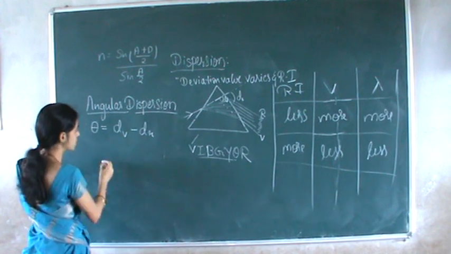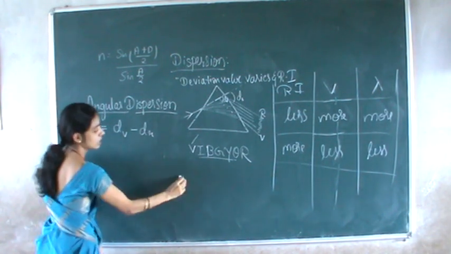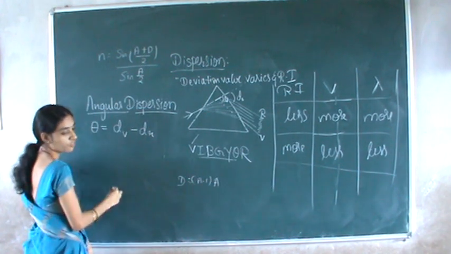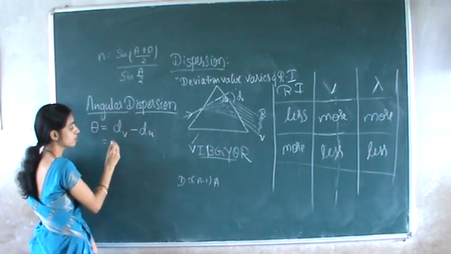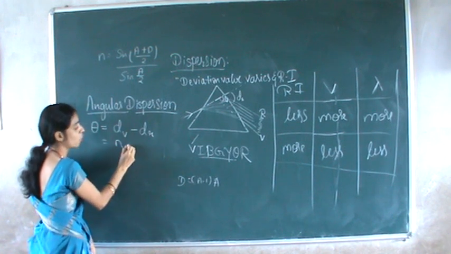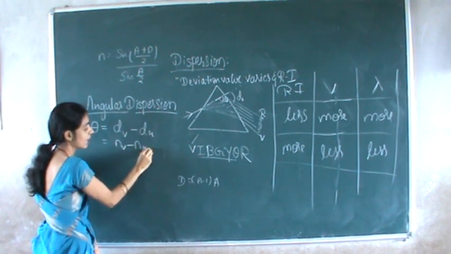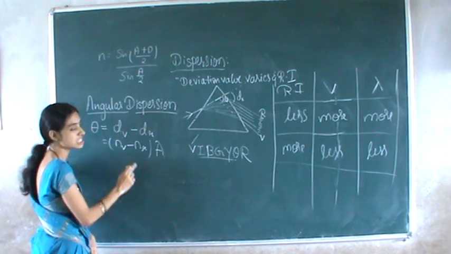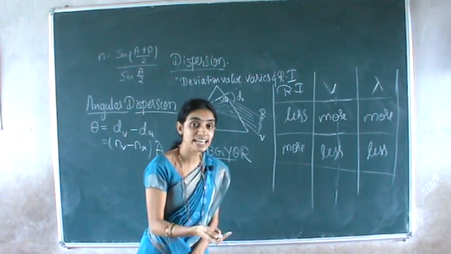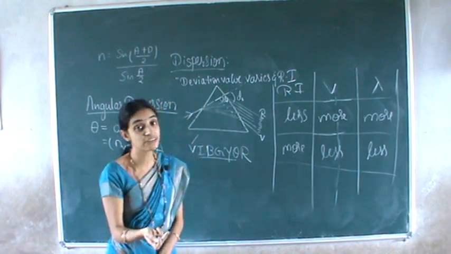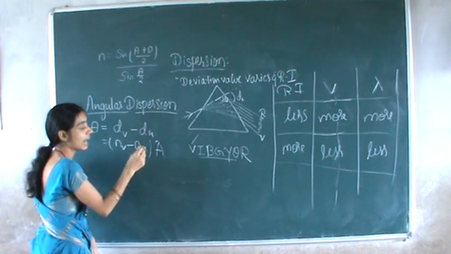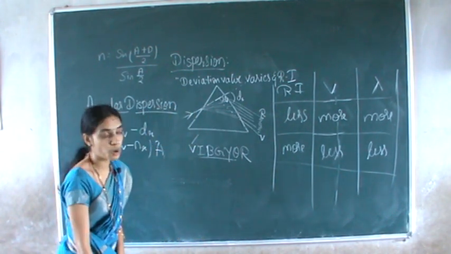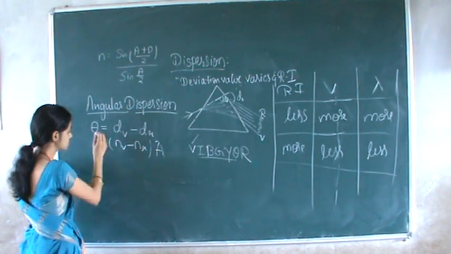If we substitute d equal to (n minus 1) into A, I can write this directly as (nV minus nR) into A. You will get this value where nV is the refractive index of the violet color and nR is the refractive index of the red color, and A is the angle of the prism from which we have obtained the dispersion phenomenon.